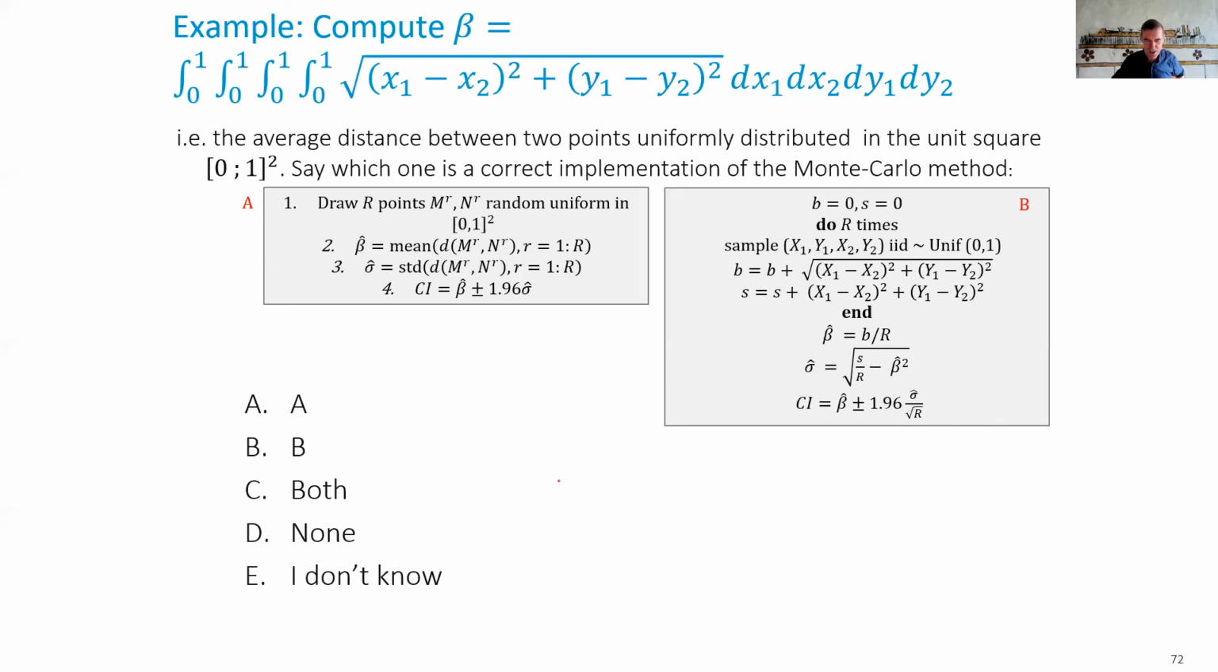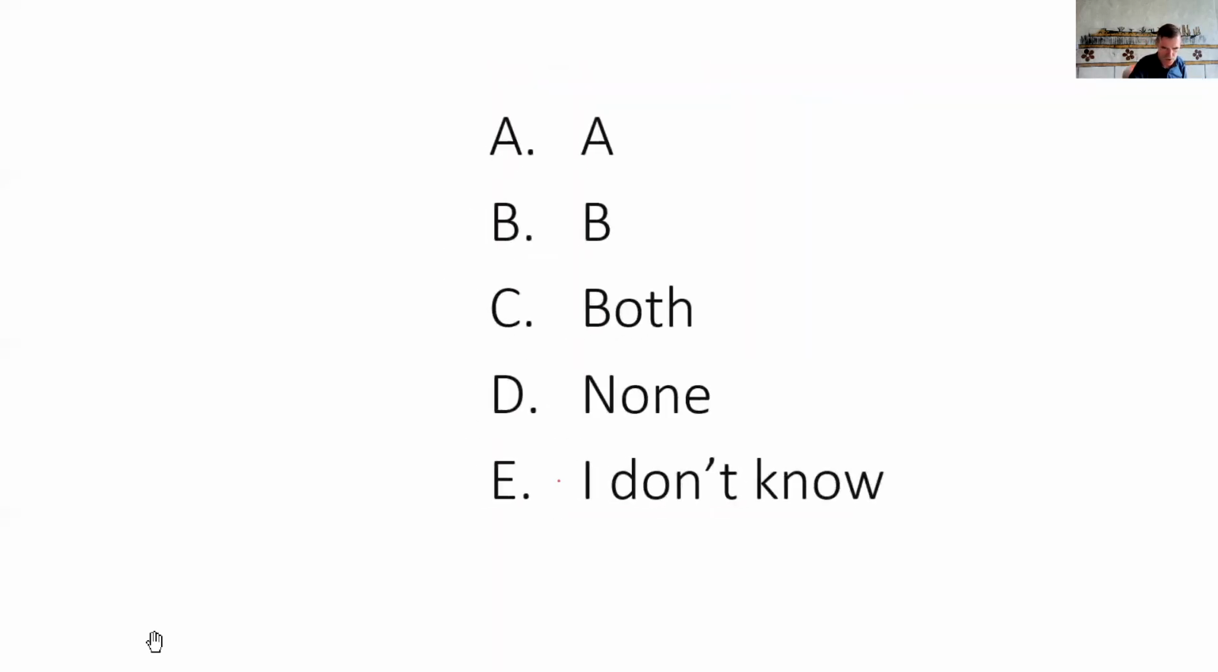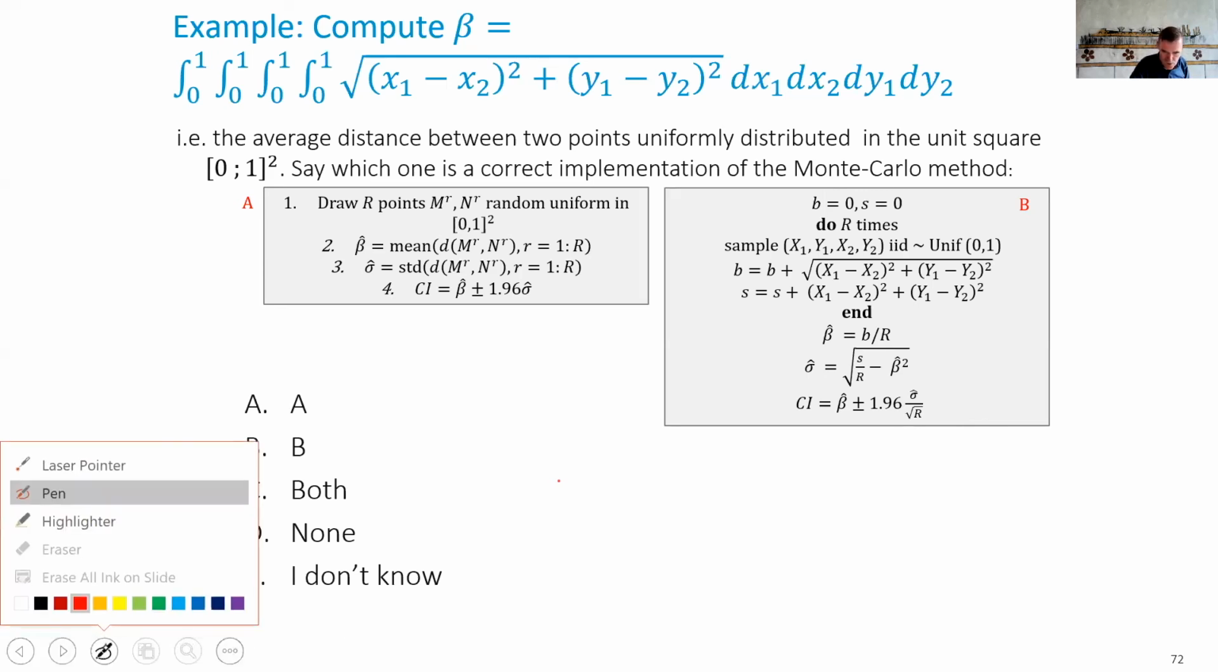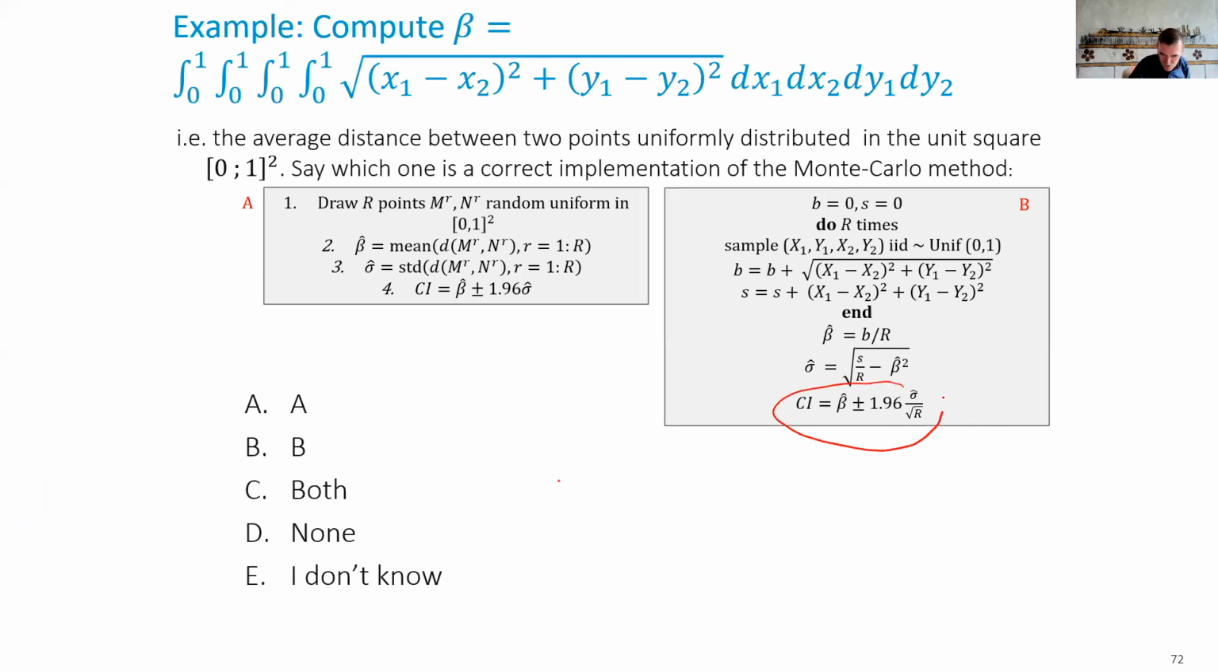I close in a second. The majority says both, which is not correct in this case, and it's not correct because of a little bug in this one here. Because of a little bug here, and this bug is this versus that, right?